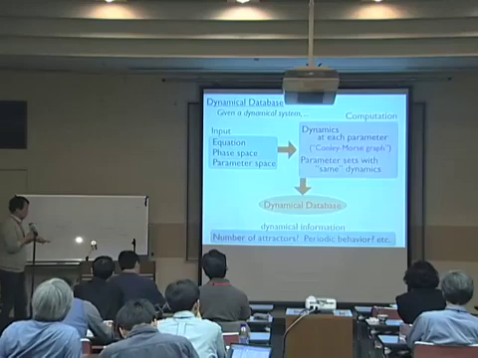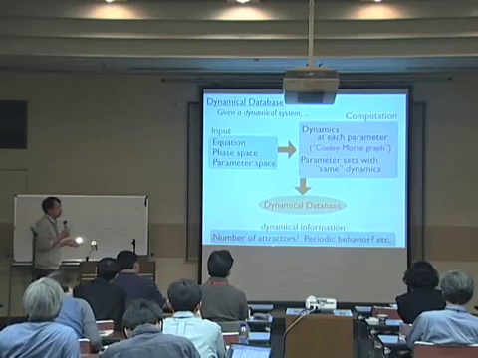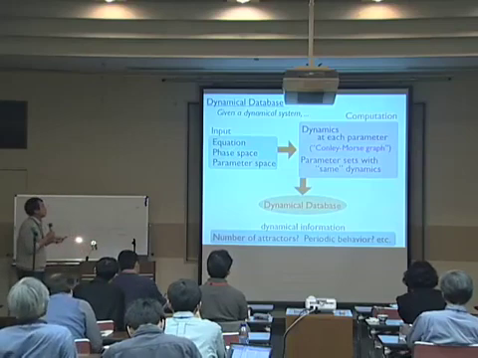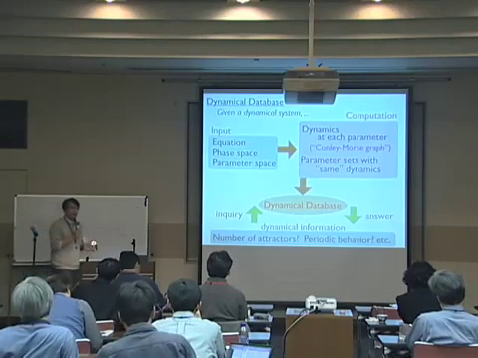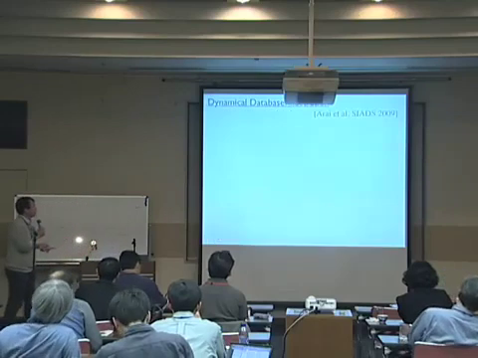And then you want to ask some questions about dynamics. For example, how many fixed points you have, or what kind of periodic behavior you can see in this given dynamical system. So you ask questions to the database, and the database answers those questions, if possible. So that's the basic idea of the dynamical database.